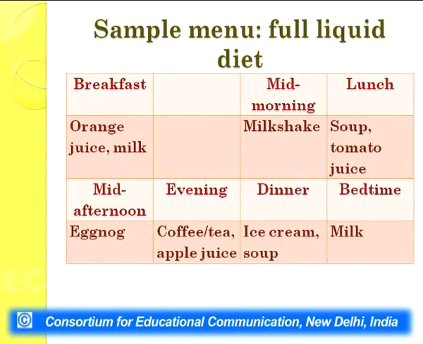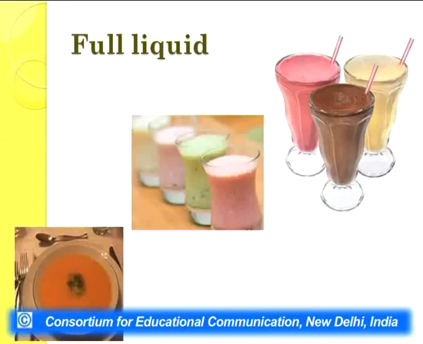Sample menu for full liquid diet could include orange juice, milk, mid-morning milkshake, in lunch soup or tomato juice, mid-afternoon eggnog if the patient is non-vegetarian, otherwise something made of vegetables or cereals, evening coffee, tea, apple juice, in dinner time ice cream and soup, bedtime milk. So this should be the full liquid diet. We can give shakes and thick soups in full liquid diet.